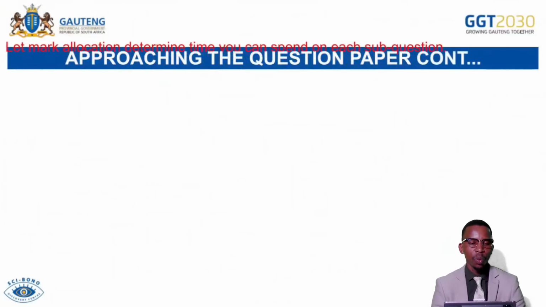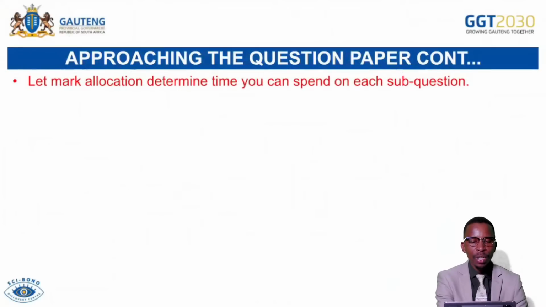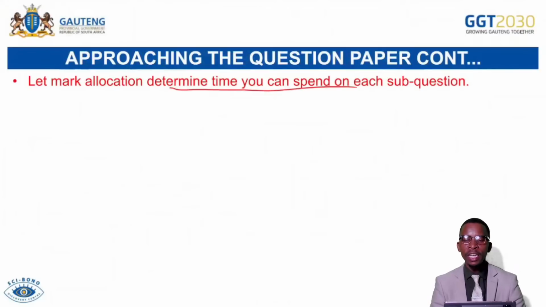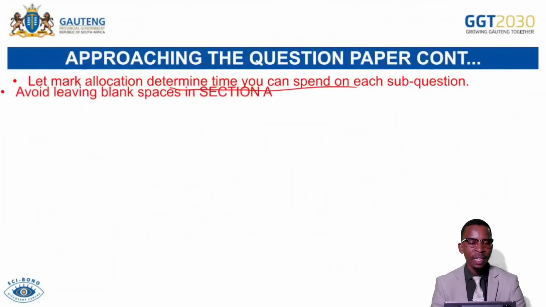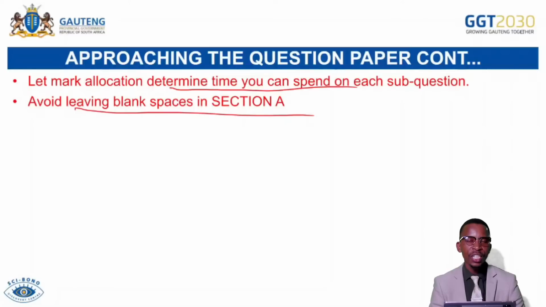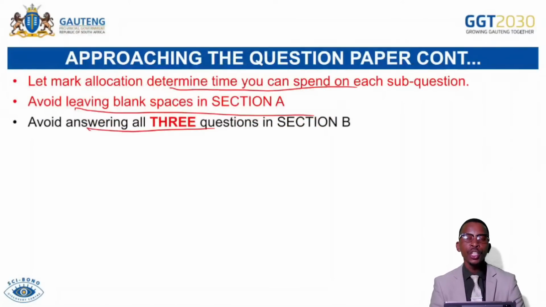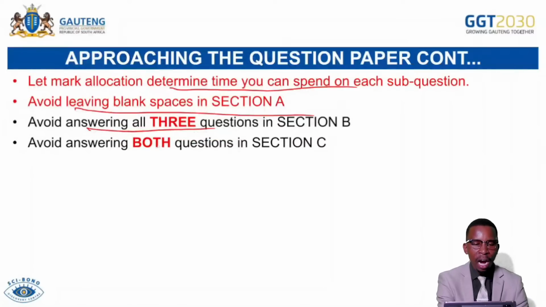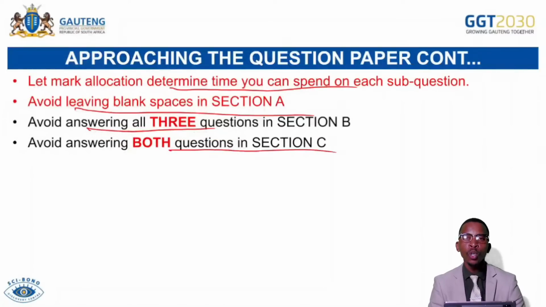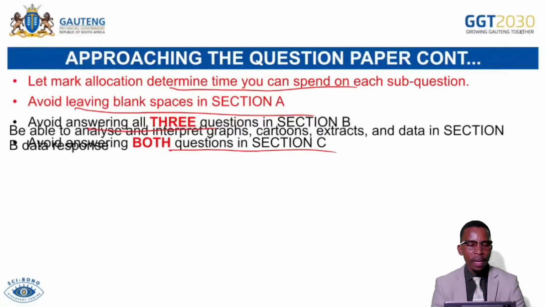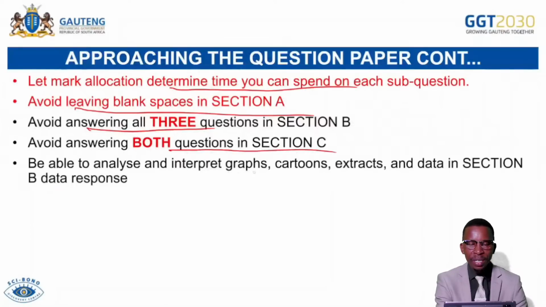We'll continue with the approach. Let the mark allocation determine the time you can spend on each sub-question that you will be answering. Avoid leaving blank spaces in section A and section B or section C. And then avoid answering 3 questions in section B. Ensure that you choose as required according to the examination instructions. Avoid answering both questions in section C, because you won't have enough time, and the marker will mark the first one. And then also be able to analyze and interpret graphs, cartoons, extracts, and data in section B, data response.